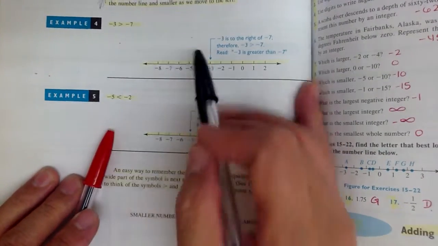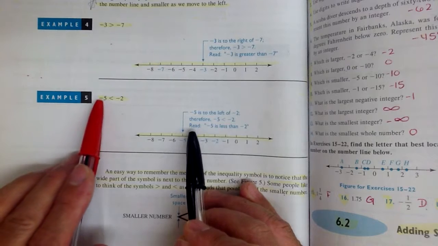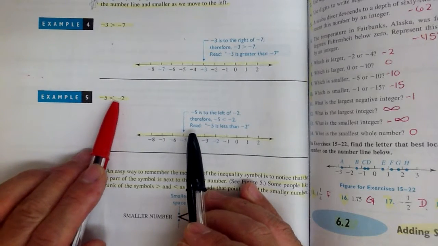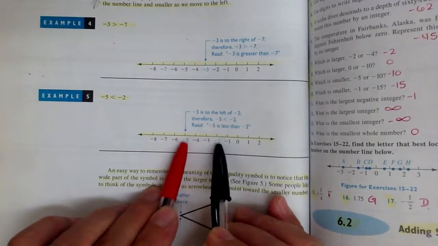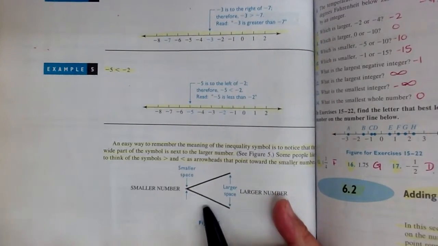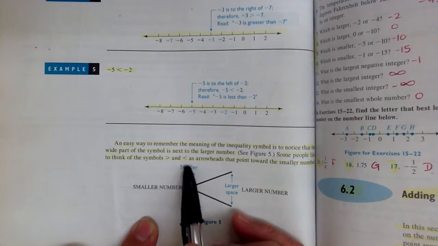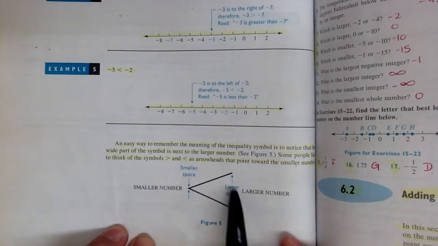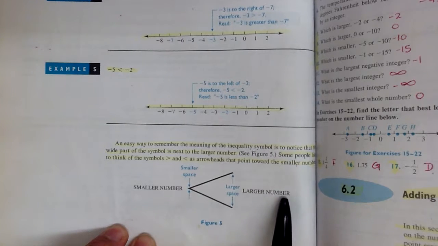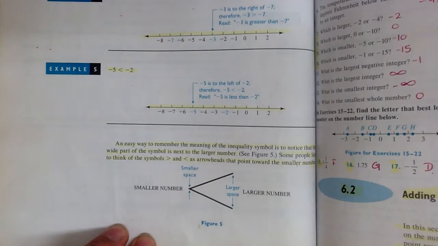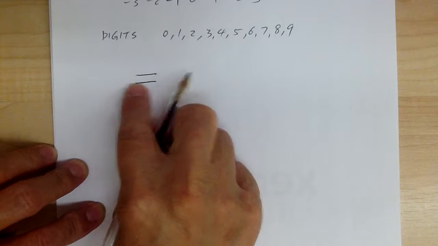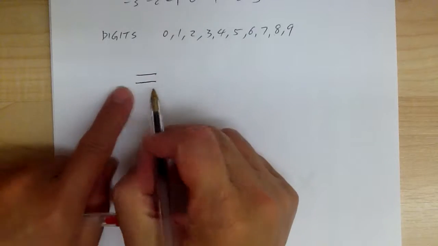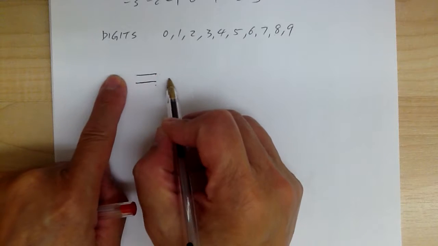Okay, now look at example 5. Example 5, you have -5 is less than -2. So here's your -5, here's your -2. So -5 is less than -2 because it's more this way. Now the way to remember your inequality is, look at this one over here. Notice the smaller number has a smaller space over here. See that? And over here, the largest space is the largest number. And that's why when you have the equal sign, they have the same space on both sides, right? So for the equal sign, both have the same amount of space, so the two numbers are the same.